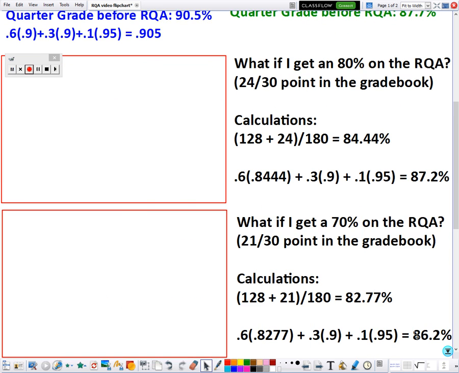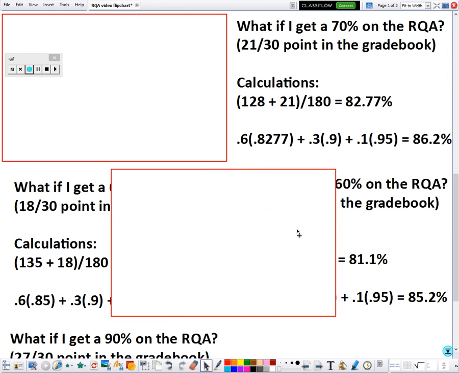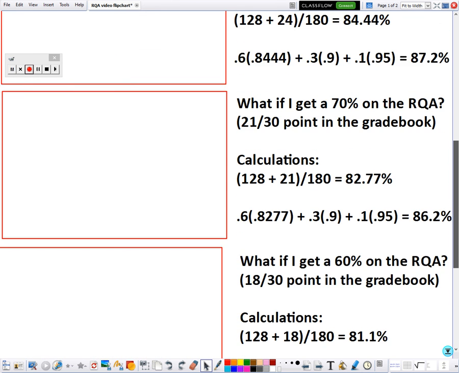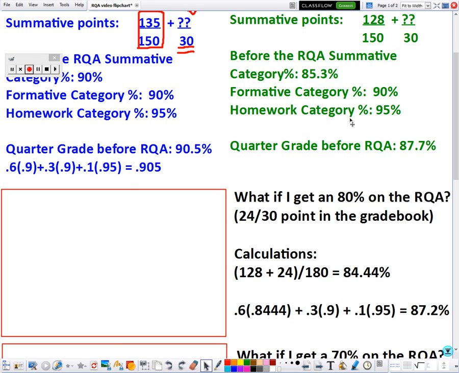If they get a 70%, their grade goes to an 86. And if they get a 60%, their grade goes to an 85. So you can see that this student that had a middle B already for their summative category, their RQA is keeping them at a B level, whether they get a B, a C, or a D.